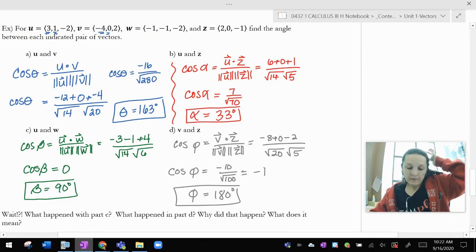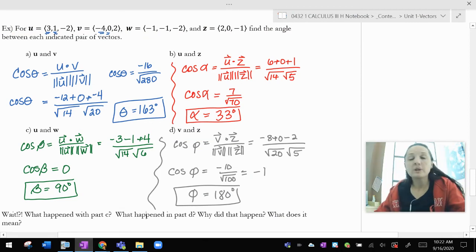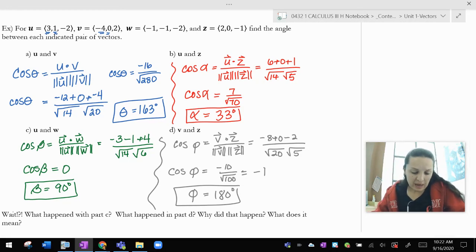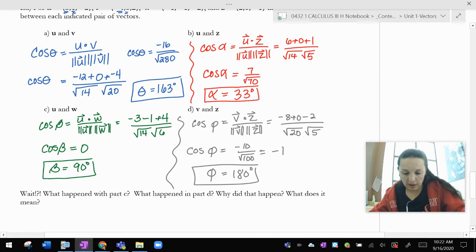And we're back. And I used fun Greek letters for my angles. You don't have to do that. But for part B, I called my angle alpha. Got 33 degrees. For part C, I called my angle beta and got 90 degrees. And for part D, I called my angle phi and got 180 degrees. And so wait a second, what happened to part C? What happened to part D? Why did it happen? What does it mean?